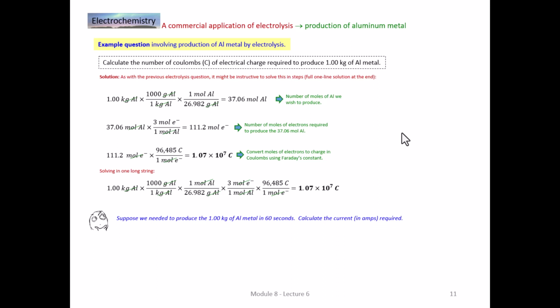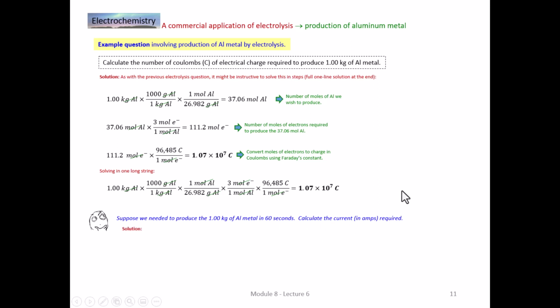Now this number of coulombs here probably looks like a very uninteresting number, hard to relate to. I'll tell you right off the bat, that's a large number of coulombs, but let's try to put this in context. Suppose we needed to produce the 1 kilogram of aluminum metal in 60 seconds. Now, if you're going to produce aluminum on the industrial scale, it doesn't seem like too much to ask to produce it in about a minute. So let's calculate the current in amps required to do that.